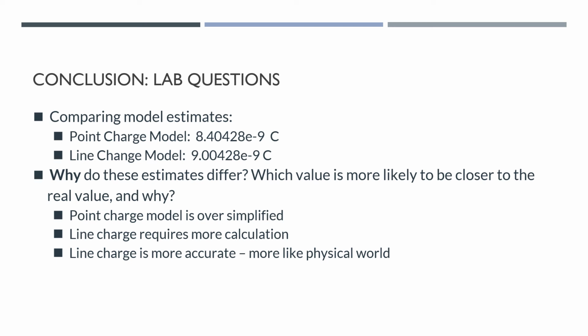Because the line charge model requires more calculation, it's more accurate and it's more like the physical world. We're breaking it down into smaller components and calculating based on those components, so it's much more accurate.